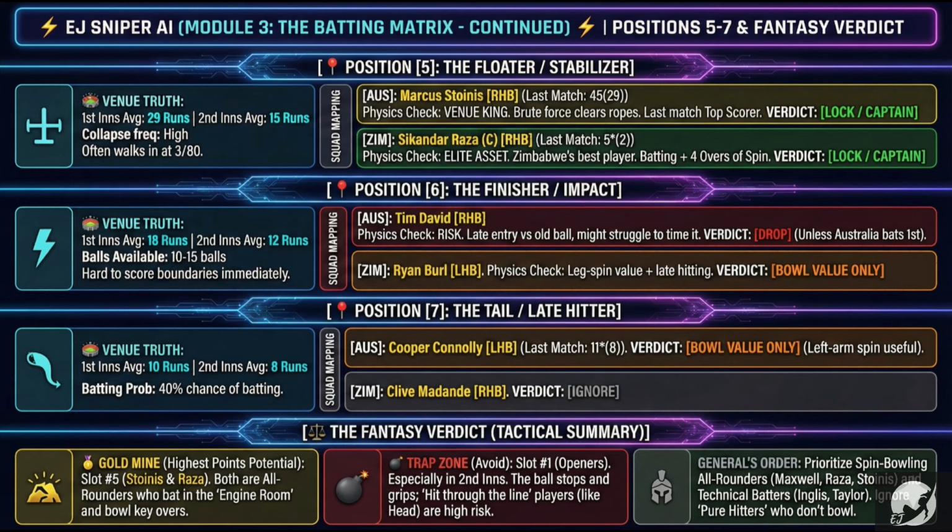Do not just pick them. Captain them. Raza gives you 4 overs of spin. Stoinis targets the short boundary. They are the engine room of your fantasy team.